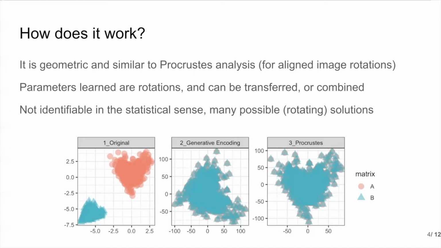Now, one important matter is that the solution of the generative encoder is not identifiable in the statistical sense, given that there are many possible rotating solutions. For example, if we rotate the current generative encoding plot 9 degrees to the right or clockwise, we'll notice that while the points match up, the solution is not the same, and thus explains why it's not essentially identifiable.